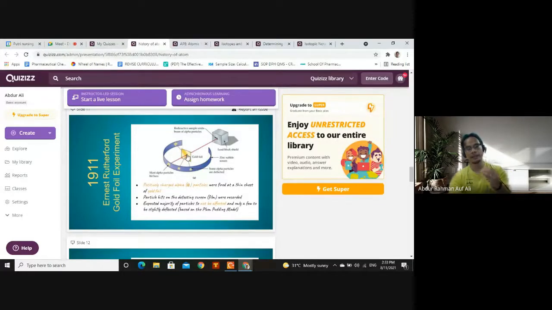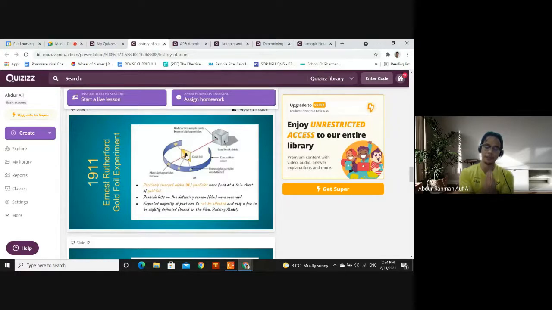This is why they conclude that at the center of an atom ada satu bahan yang sangat tumpat, sangat berat, sehingga dia boleh pantulkan this positively charged alpha particle. Okay, so that's why dia kata dia sangat tumpat, sangat berat, because dia boleh pantulkan cahaya yang bercharge positif. So that is how Ernest Rutherford discovered nucleus.